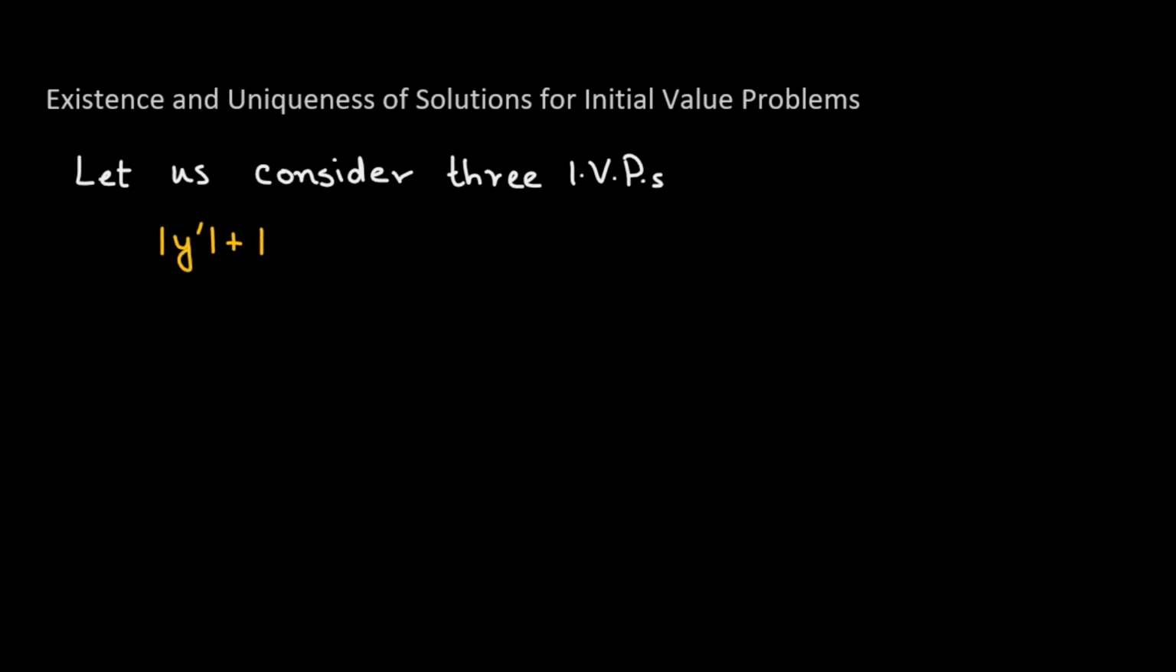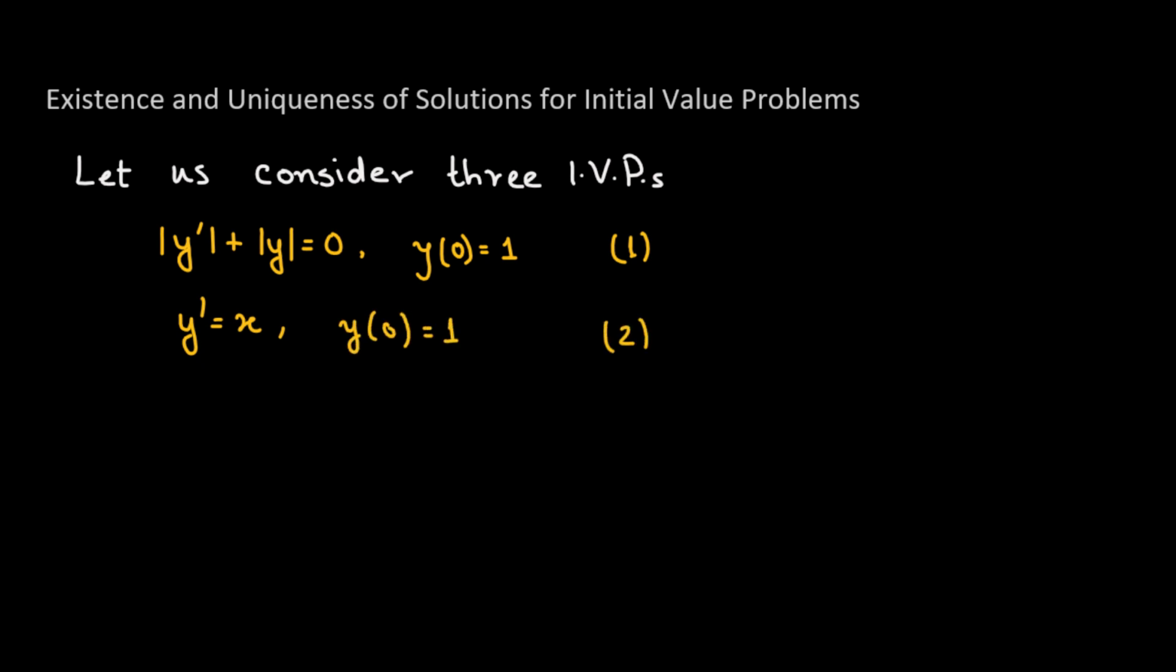Existence and uniqueness of solutions for initial value problems. Let us consider three initial value problems. The absolute value of the derivative of y plus the absolute value of y equals 0, with the initial condition y(0) = 1. Equation number 1. Second, the derivative of y equals x, with the initial condition y(0) = 1.